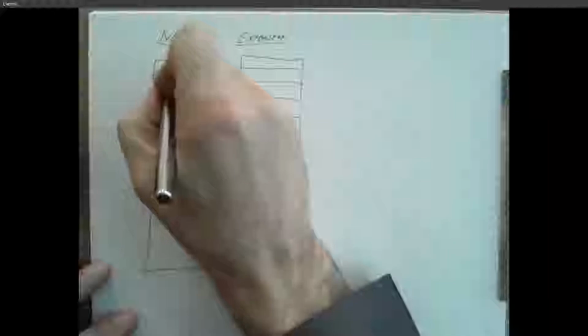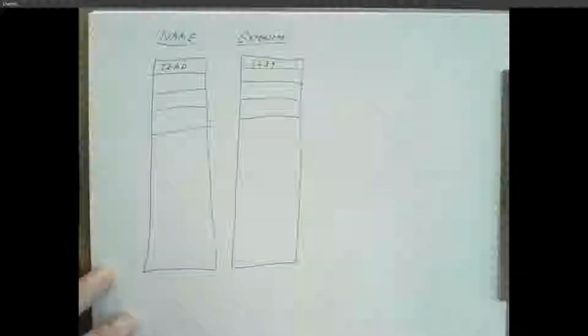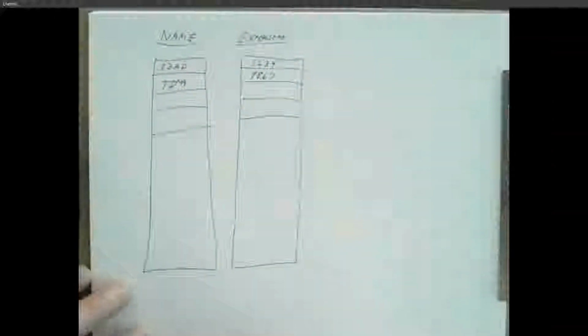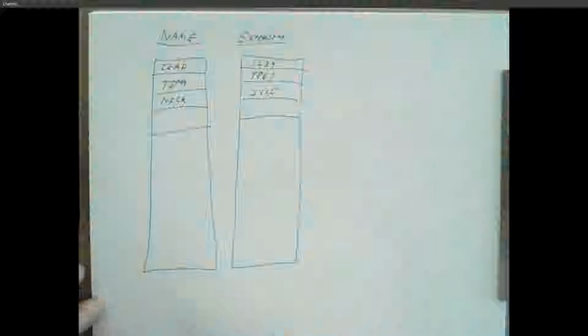So I'm going to store the name Izad, and I'm going to store his extension, which I don't know, so he's going to be 1234. And we can store Tina, and I don't know her extension, so she'll be 9867. And I know my extension, so I can put 2115.